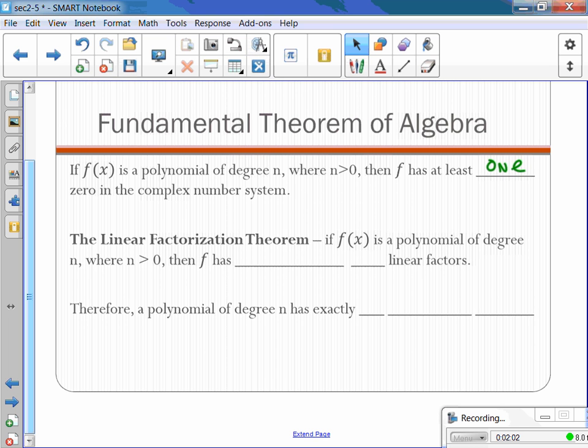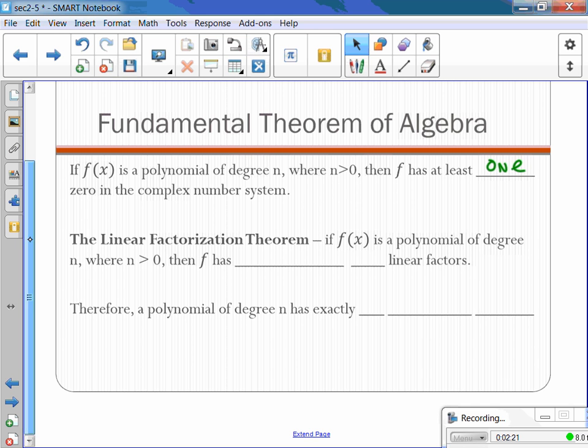Real numbers, complex numbers though are made up of what? What type of numbers? Real numbers and imaginary numbers. So when we say complex, it doesn't mean it's going to have an imaginary part to it necessarily. It could just be a real number.